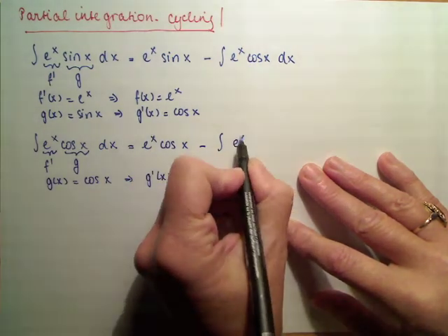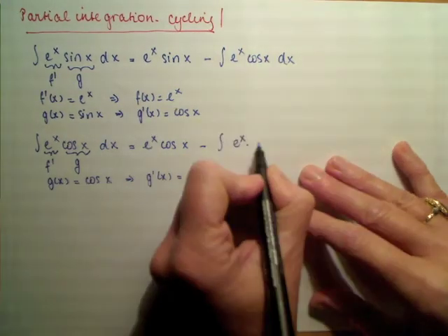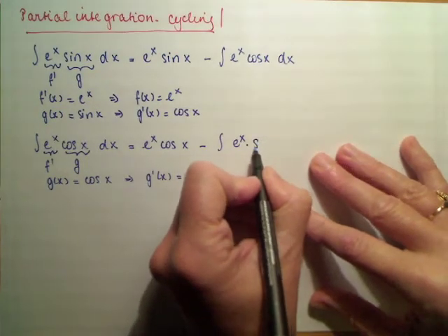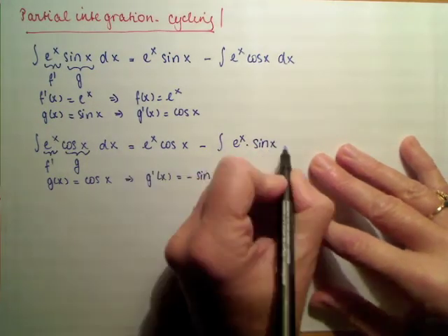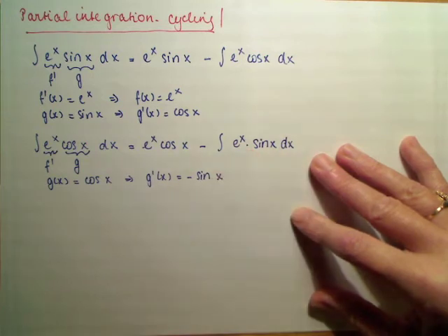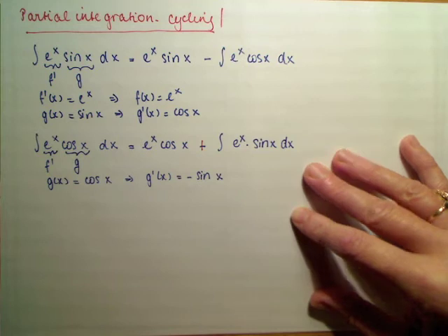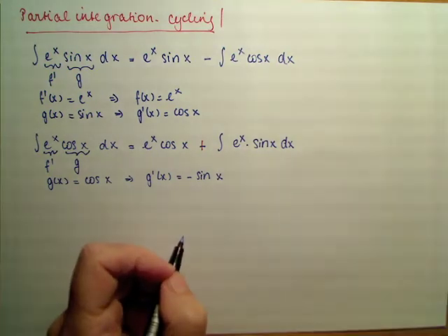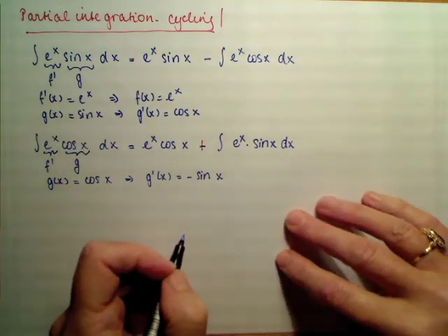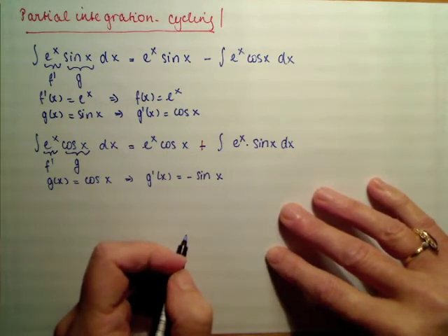So this is e to the power x multiplied by minus sine of x, and I will put the minus sign in front by making this minus sign equal to the plus sign. That's very important to be extremely precise, otherwise you will not get anything useful at all.